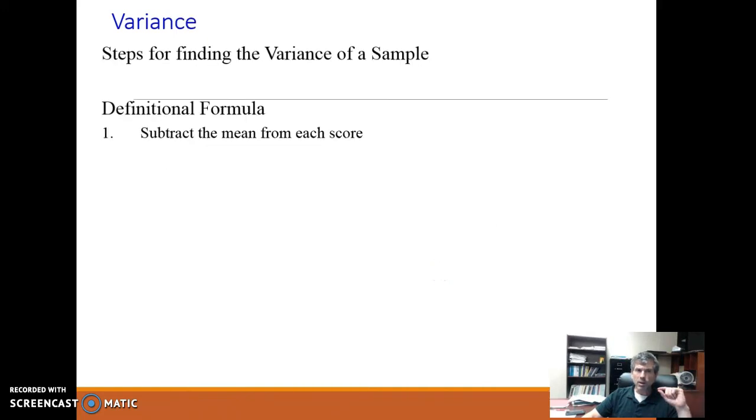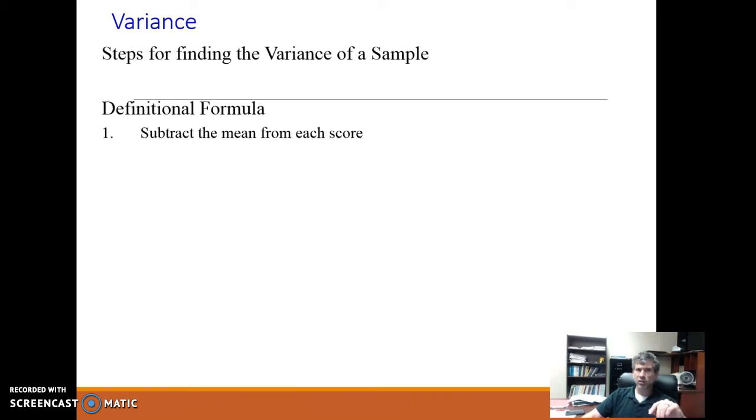So here's how we calculate the formula. We're going to work with some sample problems in the next portion of this module. For now, we're just going to focus on the logic of this formula. So here's how variance is calculated in a sample. It's what's called the definitional formula. We won't worry about that just yet either. The first thing you do is subtract the mean from each score. We've heard of that before. That's calculating a deviation. So we start by just calculating deviations.